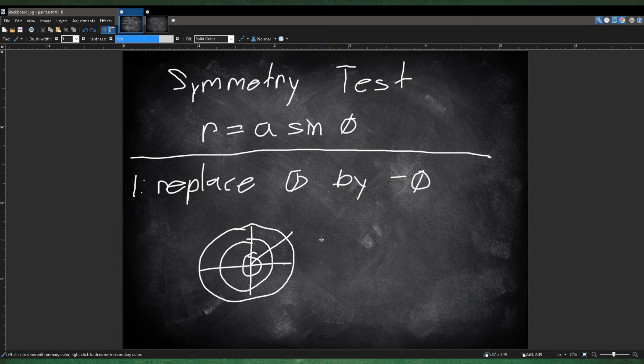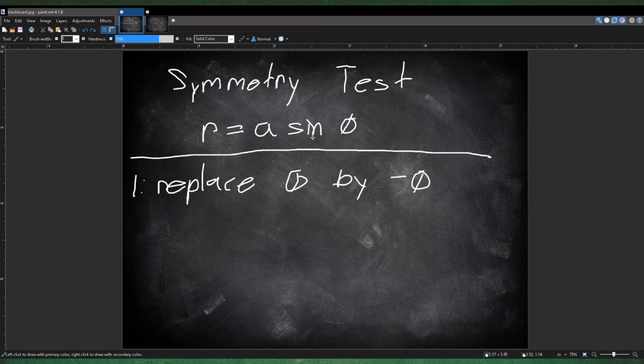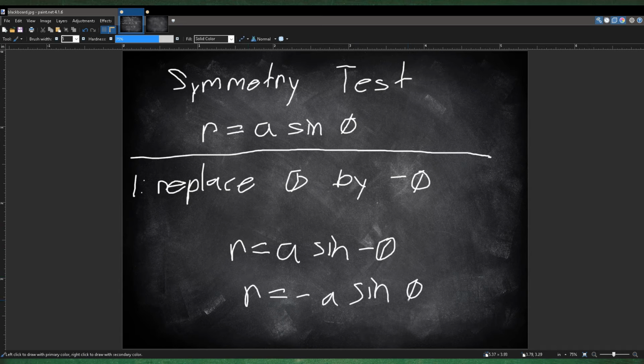And so you replace theta by a negative theta. If you put negative theta in here, you get r equals a sine of negative theta, which is the same thing as r equals negative a sine of theta using trig identities. But we won't be covering trig identities in this video. Just trust me. Negative a sine of theta and a sine of theta are not the same thing. So technically, it's not going to be symmetric.